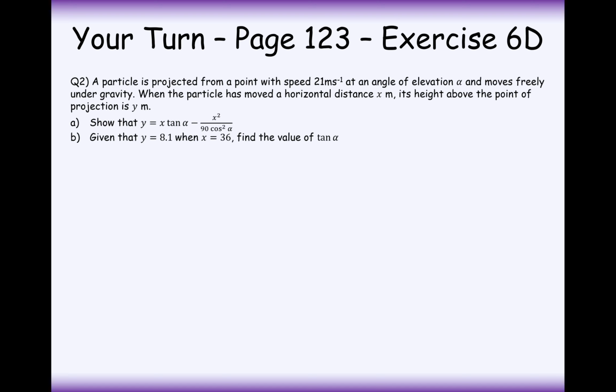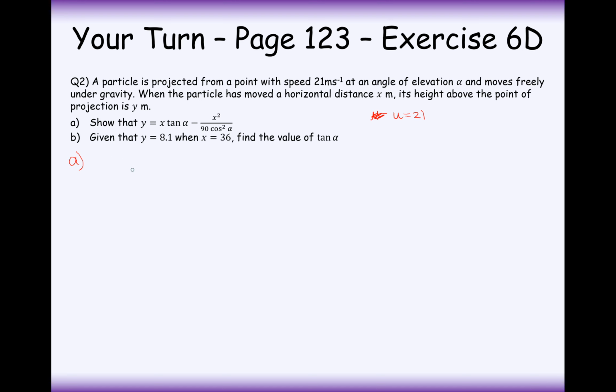Okay, so a particle P is projected from a point with initial speed of 21 meters per second, so u here is 21, at an angle of elevation of alpha and moves freely under gravity. When the particle has moved a horizontal distance x, its height above the point of projection is y. Show that y equals x tan alpha minus x squared all over 90 cos squared alpha. So you need to be able to do these without memorising the formula that you've already had.